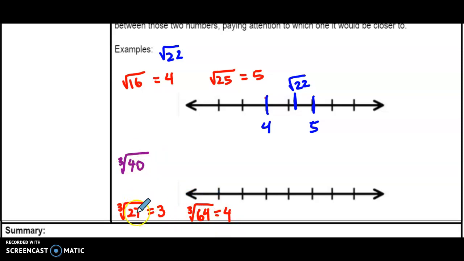Because 40 is closer to 27 than it is to 64, when I put it on the number line, I have 3 and I have 4, or we can even spread this out a little bit. We get to pick where we put the numbers on our number line. But I'm going to put it somewhere between 3 and 4, and because 40 is closer to 27 than it is to 64, I'm going to put the cube root of 40 closer to 3 than I am to 4. So I'm going to put it about here. Cube root of 40.